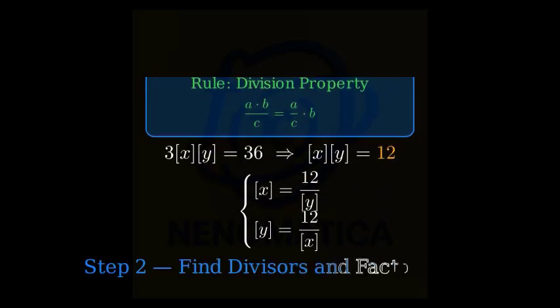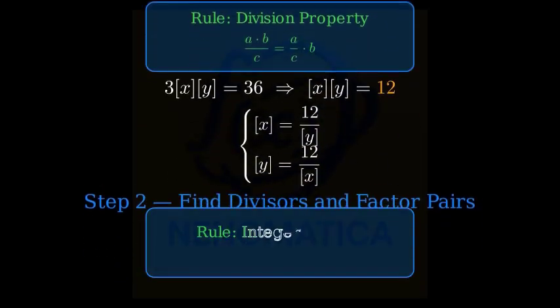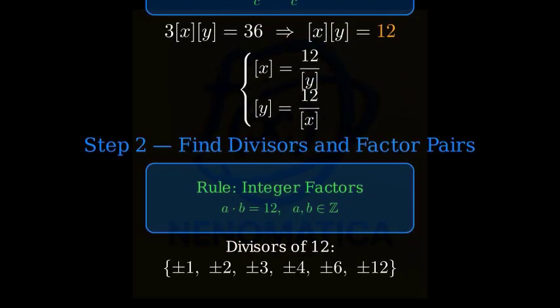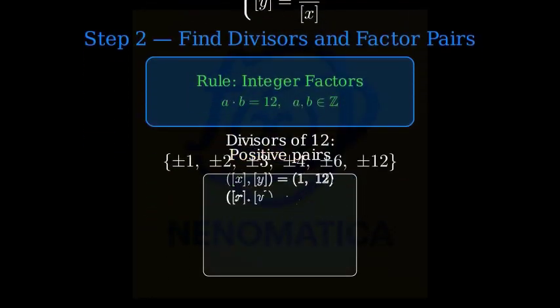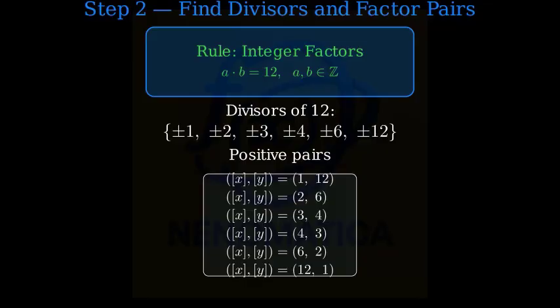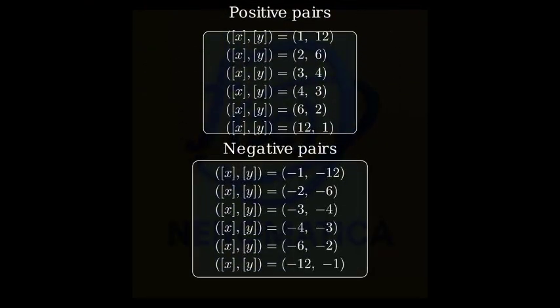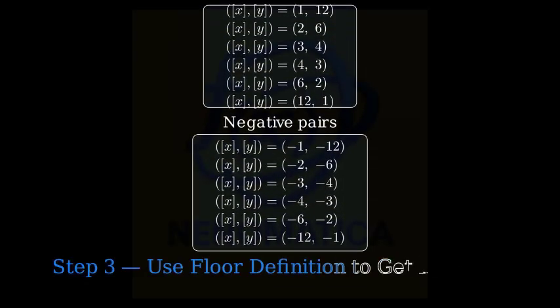Step 2. Identify integer divisors. If the product of two integers is 12, both must be divisors of 12. The set of divisors including negatives is plus or minus 1, plus or minus 2, plus or minus 3, plus or minus 4, plus or minus 6, and plus or minus 12. Here are the positive factor pairs that multiply to 12, and here are the negative factor pairs that multiply to 12. Step 3. Convert factor pairs into intervals for x and y using the definition of the floor function.